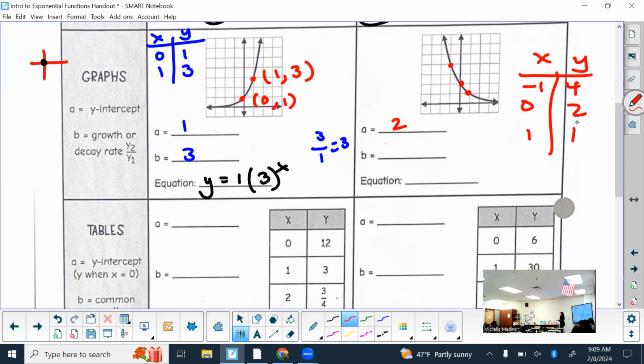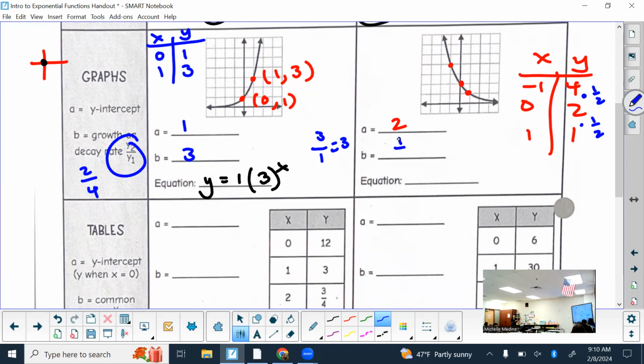And remember, your b is what you have to multiply that to get to the next number. Do you see a pattern? How can I go from 4 to 2 and then from 2 to 1? Dividing by 2, which I'm not going to put a 2 for my b value. Dividing by 2 and timesing by 1/2 are the same thing. But again, you could use that method I showed you, where you just take one of the y values, divided by its previous y value, and that will give you your b.